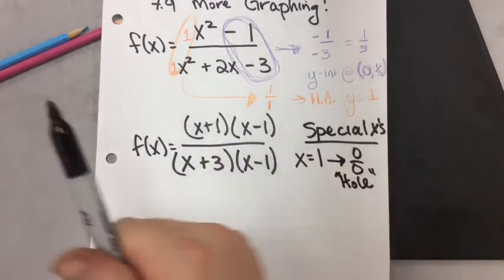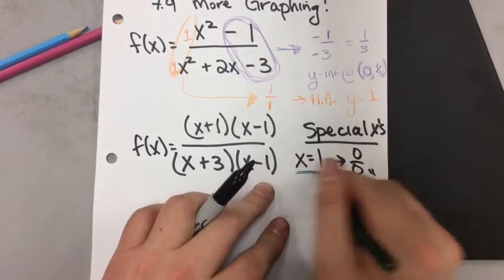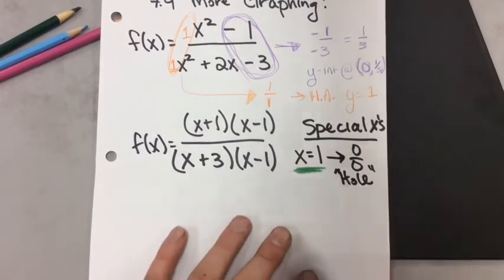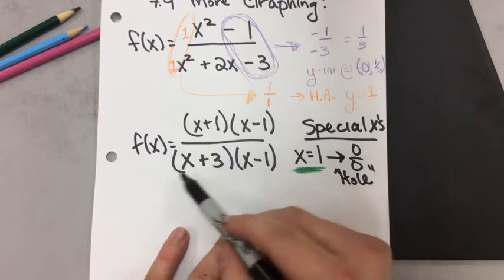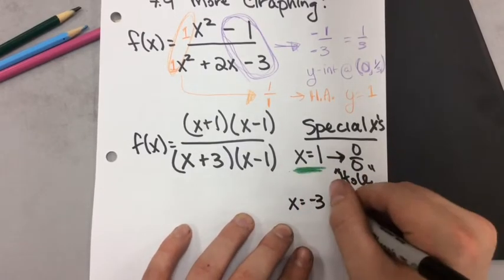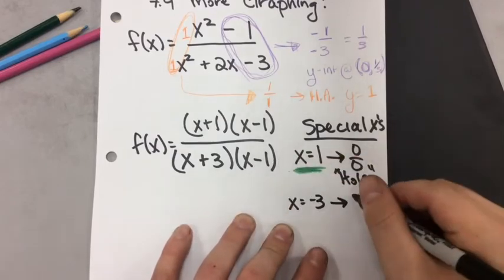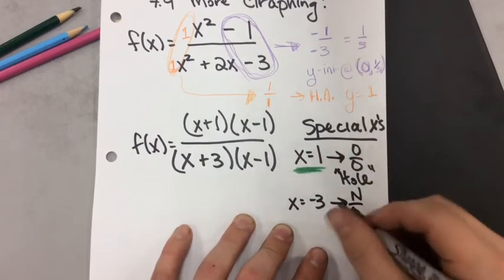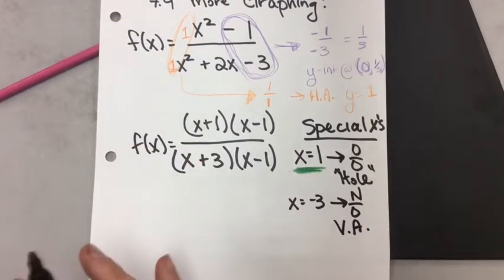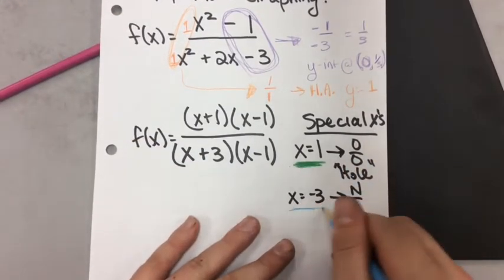I'm going to come by with a new color, and I'm going to underline this as green. My next special x is what happens when x equals -3. This will create some number over 0, which implies a vertical asymptote. I'm going to come in with blue, and color that.